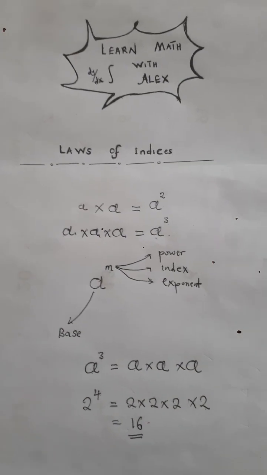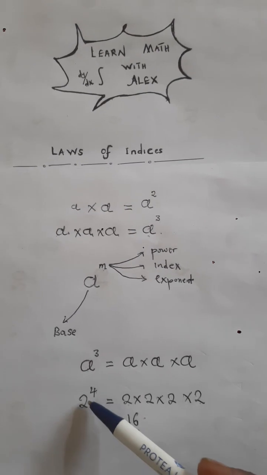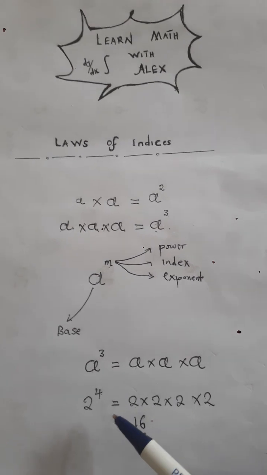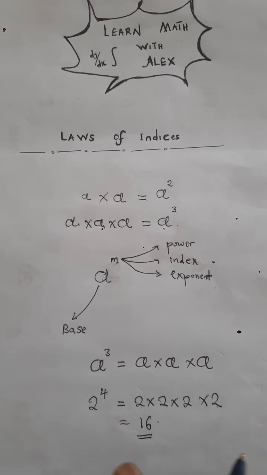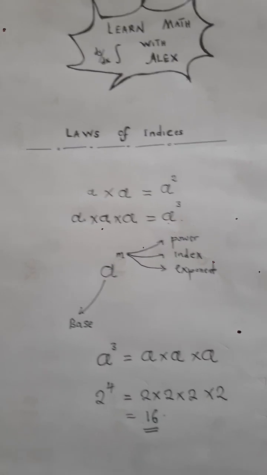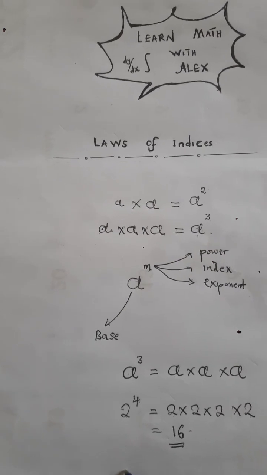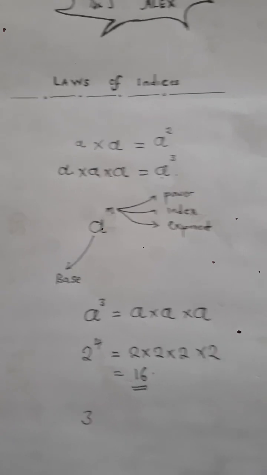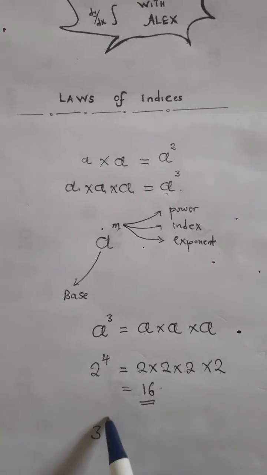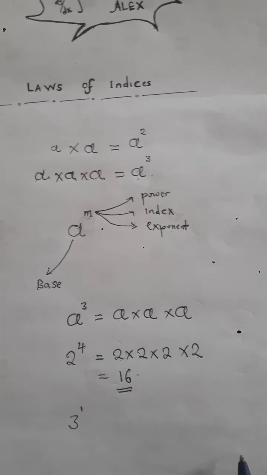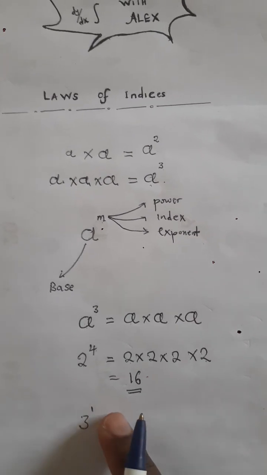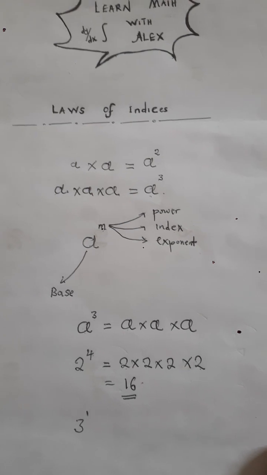So this is the meaning of indices. When you see numbers with a smaller number on the right top, that implies they are indices. But there are also numbers, like for instance, if I have 3, when you just have a single number like that, it means it is raised to the power of 1. For this one, there's nothing that we can do. So 3 raised to the power 1 is still 3.